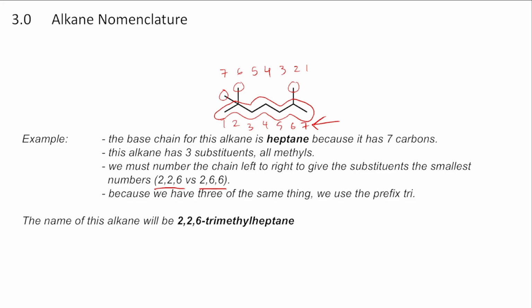We have 3 methyls, so we have trimethyl. And the positions will be 2, 2, 6, trimethyl, and our name is 2,2,6-trimethylheptane. Notice between methyl and heptane, there's no space, there's no dash. Trimethylheptane is one big long word.